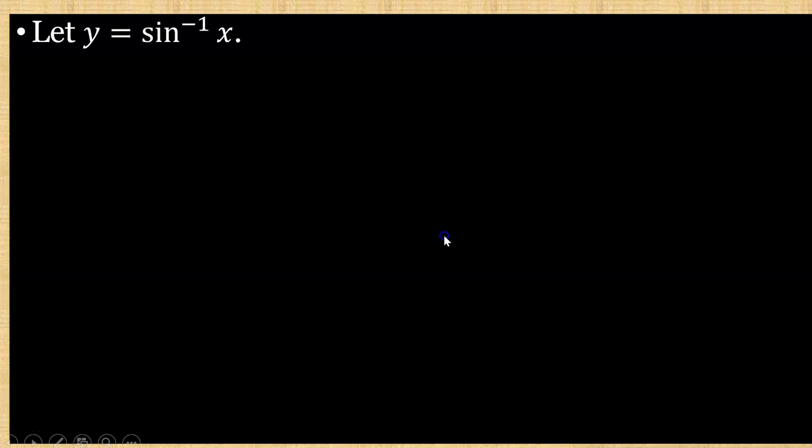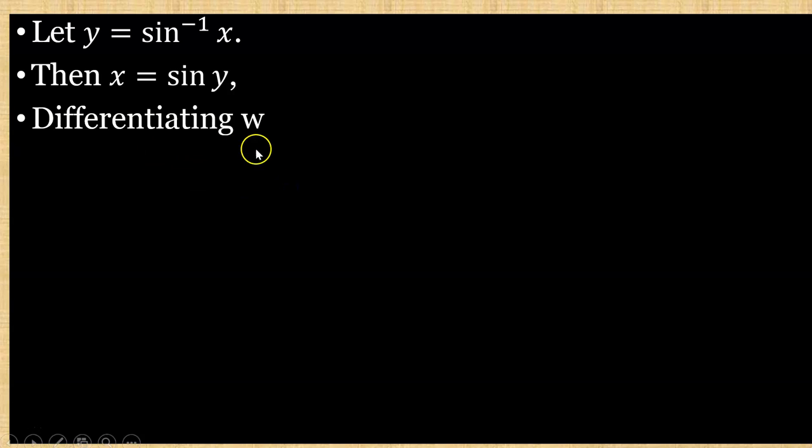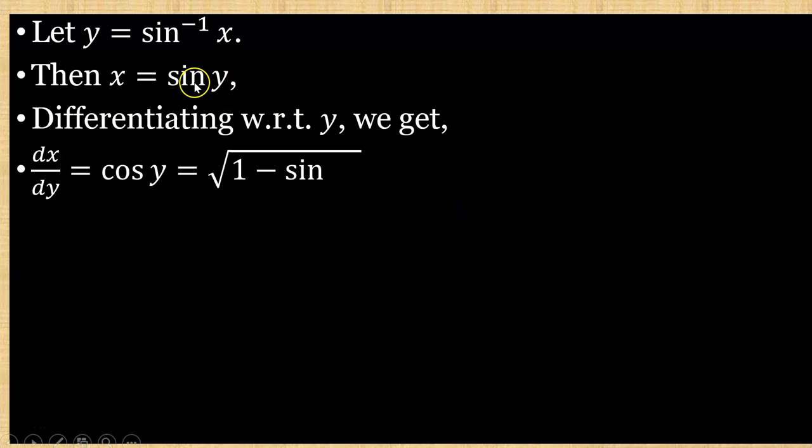That y is equal to sine inverse of x, and therefore x is equal to sine y. Now differentiate this again with respect to y. We get dx upon dy, the derivative of sine y is cos y. But we can write this cos y as the root of cos square y. But what is the root of cos square? It is root of 1 minus sine square.